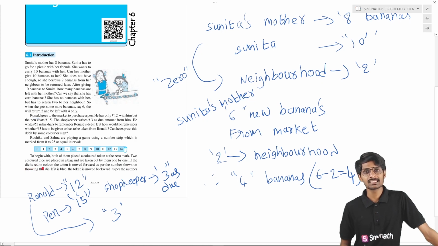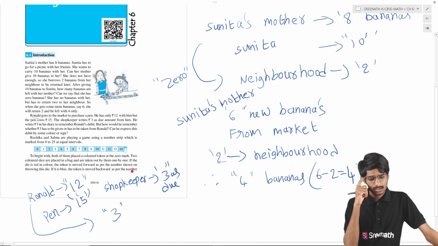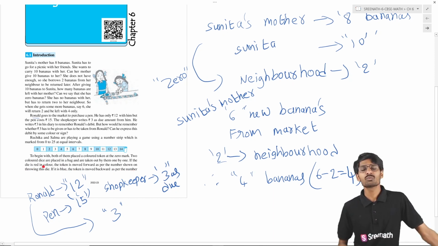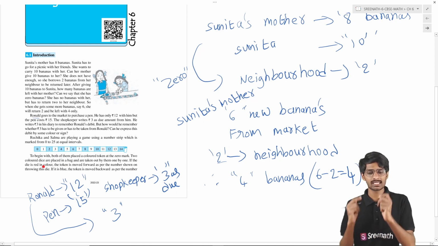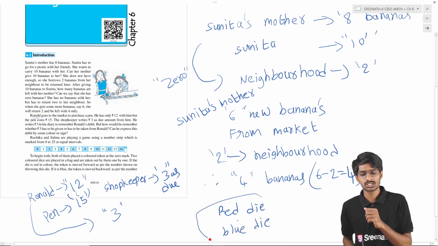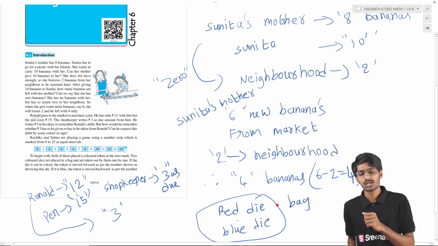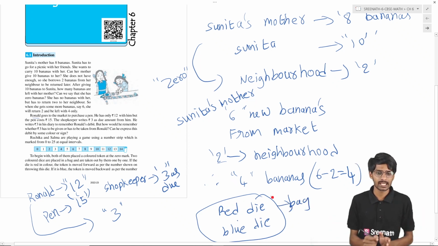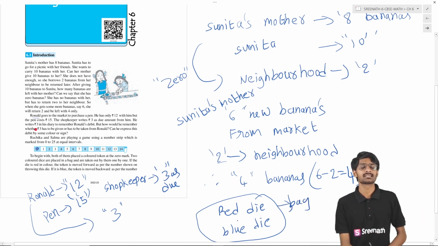If the die is red in color, the token is moved forward as per the number shown on throwing this die. If it is blue, so basically they have two dice. One is a red die. Next is a blue die. These are in a bag. Before they play the game, they will place their tokens at the 0 position.